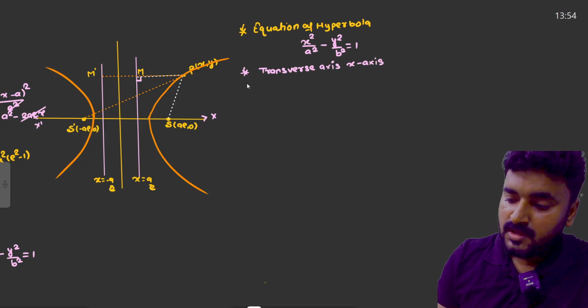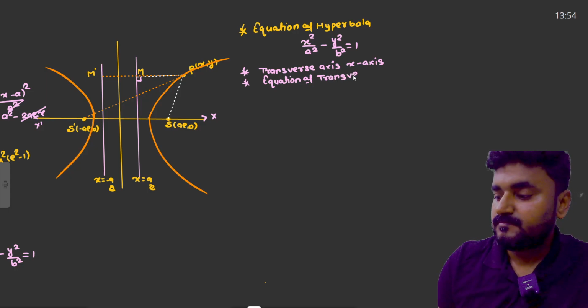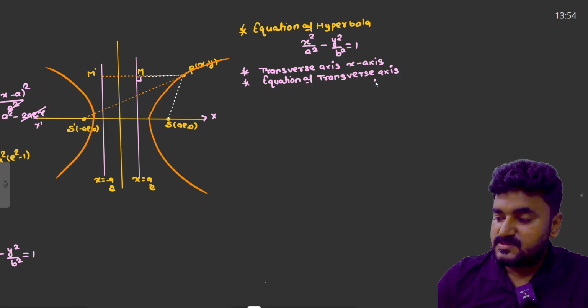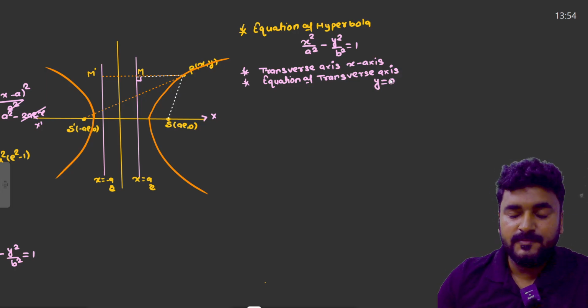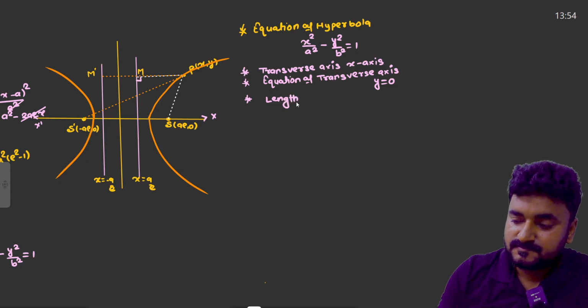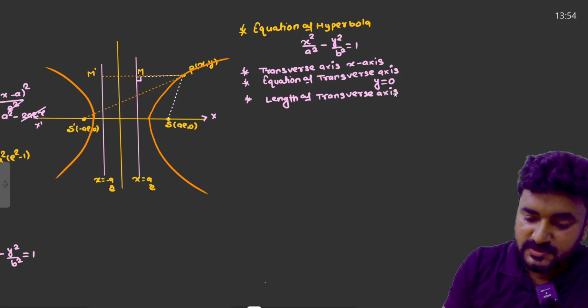So we should write x axis. Okay. After this, if I am asking for the equation of the transverse axis, so you know the equation of the x axis is y equals 0. Okay. Then the length of the transverse axis. So for the length, do one thing.